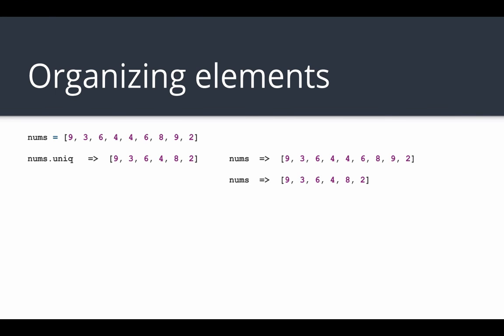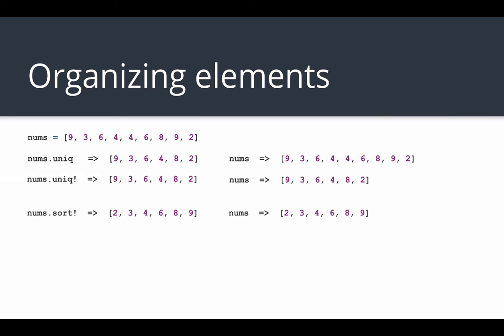Now, without getting into a whole lot about return values and when it makes sense to actually modify the variable, let's just see how we can modify the variable here. If we use .unique with a bang, it returns the unique numbers, and nums, the variable itself, has also changed. Be aware of that because there's different times and different use cases for each.